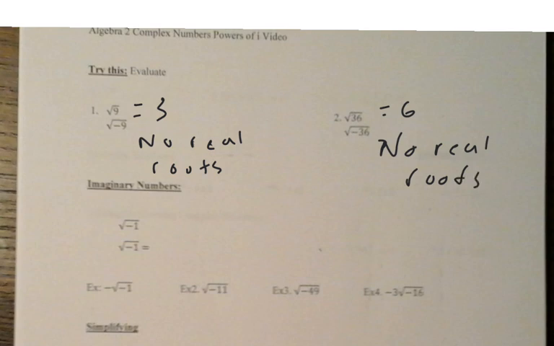Alright, so this is where imaginary numbers come in. If we ask you to take the square root of negative 1, this is what we call an imaginary unit. What do you think it's called? It's called i. You guessed it. So if we ask you what the square root of negative 1 is, it equals i.